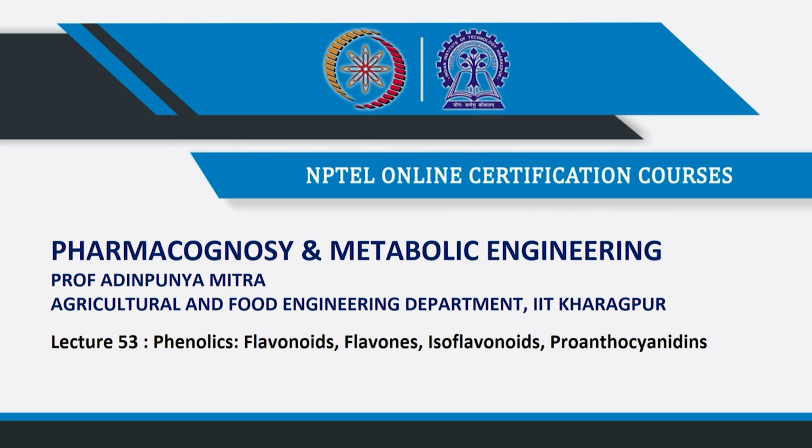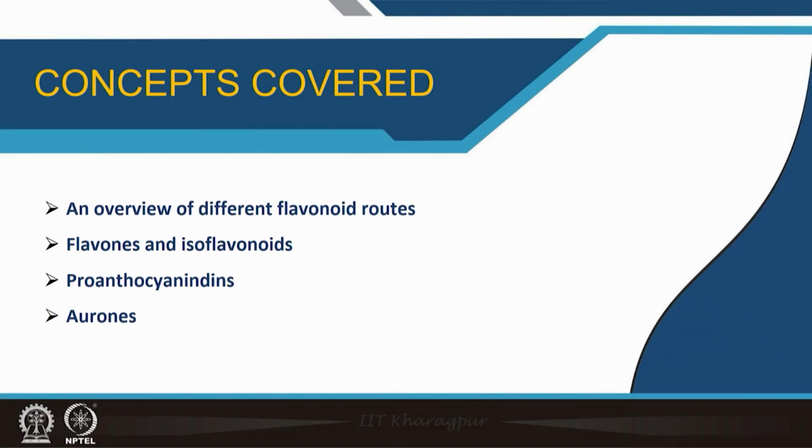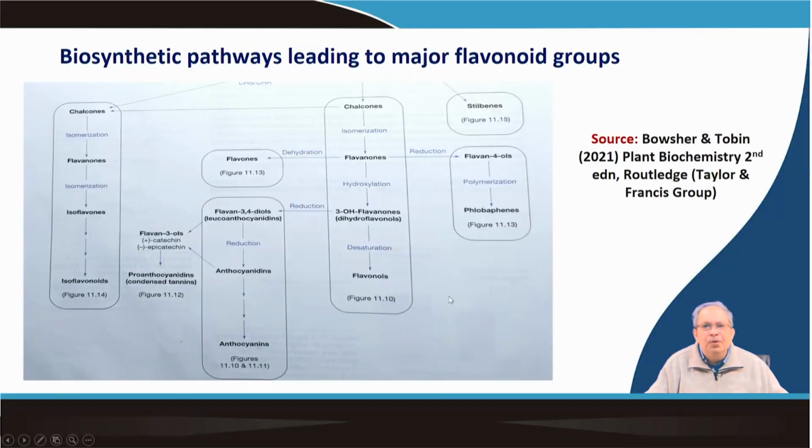In the subsequent class I will bring up several interesting metabolic engineering applications, including the anthocyanin pathway. In this class, first I will give an overview of the different flavonoid routes, then flavones and isoflavonoids, then proanthocyanidins and aurones. These are the things I am going to cover now. So, the biosynthetic pathway leading to the formation of flavonoids.